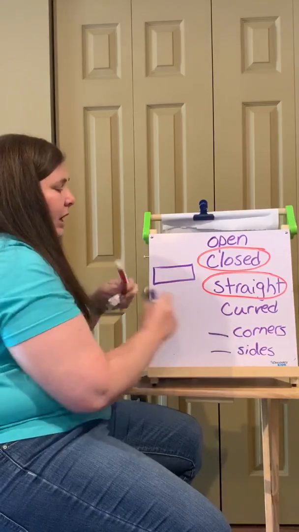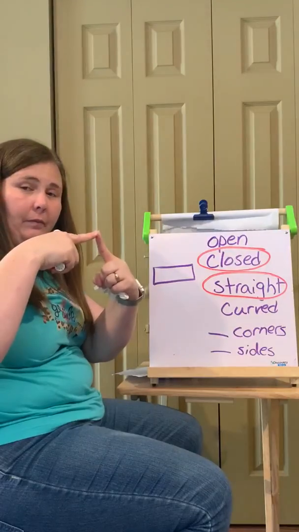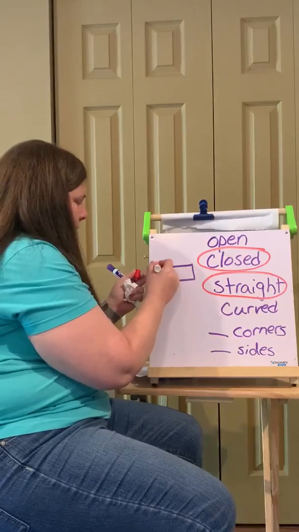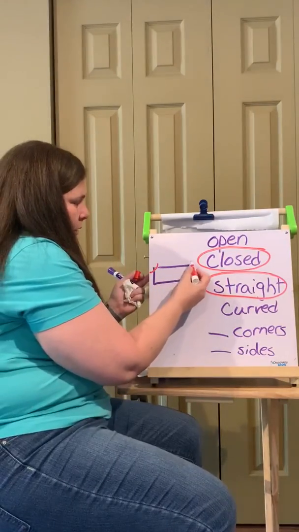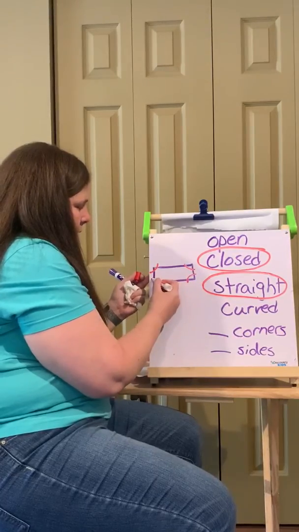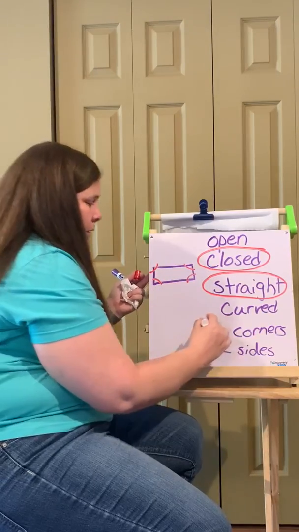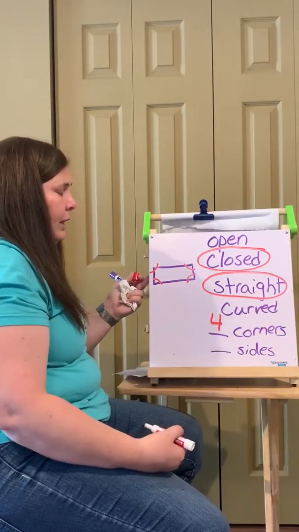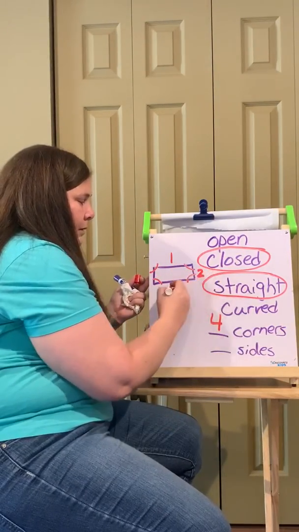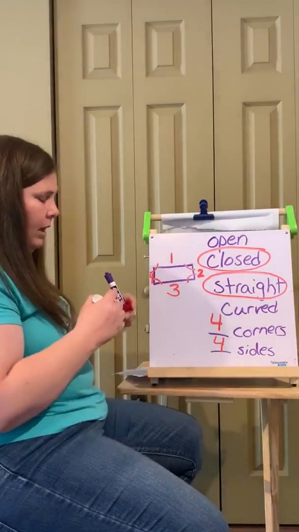All right, I want to look at my corners. Remember, a corner is where 2 lines go together. So we're going to look. Here's a line, that makes a corner. Here's a line and a line, that makes a corner. Here's another corner and another corner. So how many corners did I have? 1, 2, 3, 4. 4 corners. And then I'm going to count my sides. I have 1 side, 2 sides, 3 sides, and 4 sides. There are 4 sides to this shape.